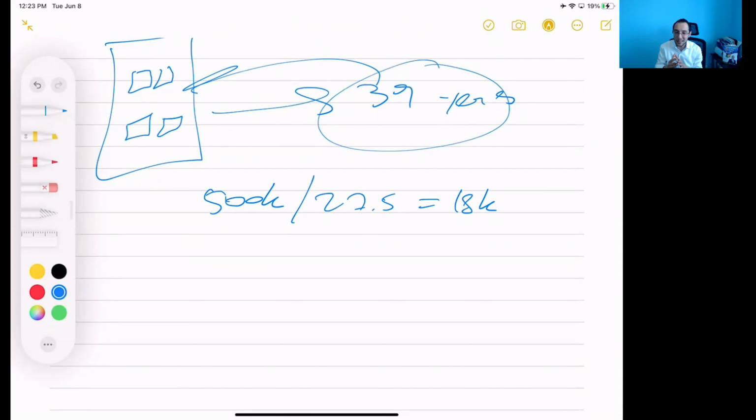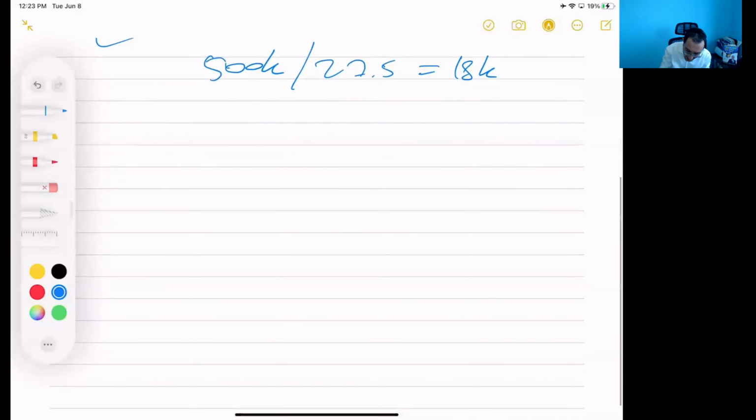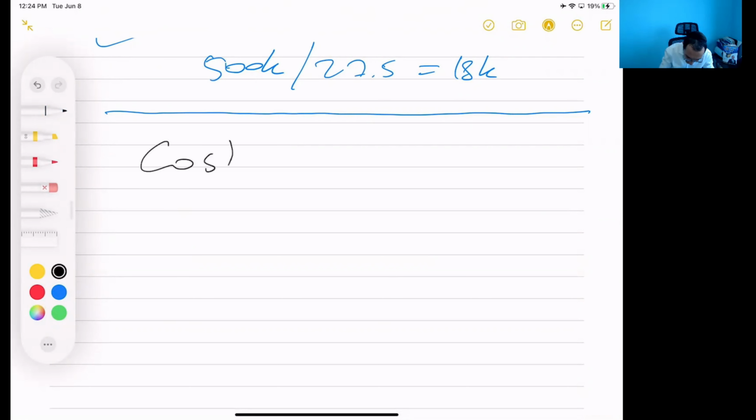Now, how can we make this number higher and get a larger deduction? There is something in the tax code that is called, drum roll, cost segregation. Now, what is cost segregation?